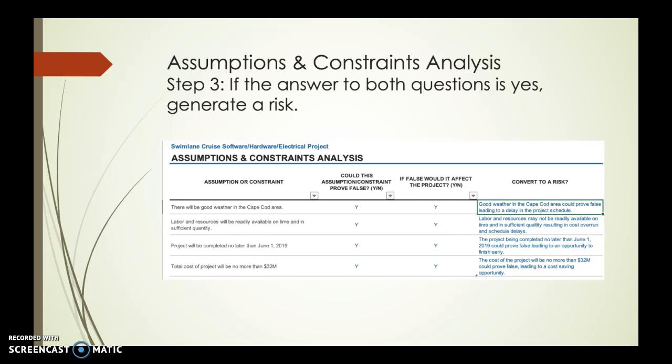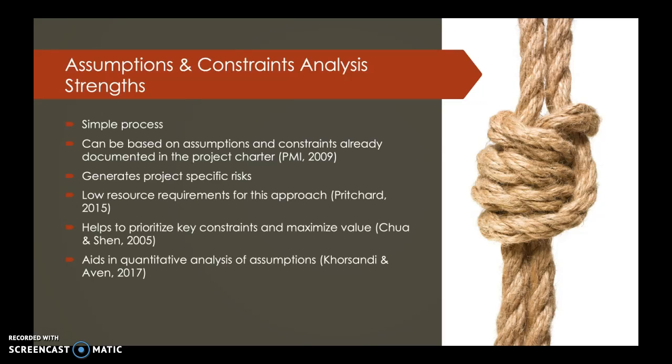So that's basically the technique of assumptions and constraints analysis. Again, very straightforward, very simple. It's just taking each assumption and each constraint and testing it with those two questions. Could it be false? And if it's false, how does it affect the project, either positively or negatively? So having said that, what are the strengths of the assumptions and constraints analysis tool or process?